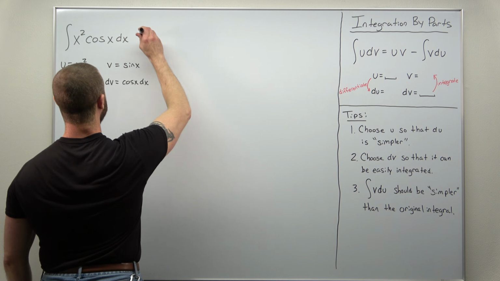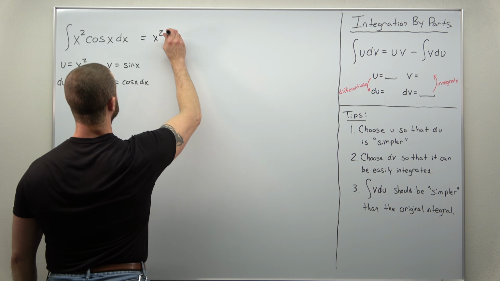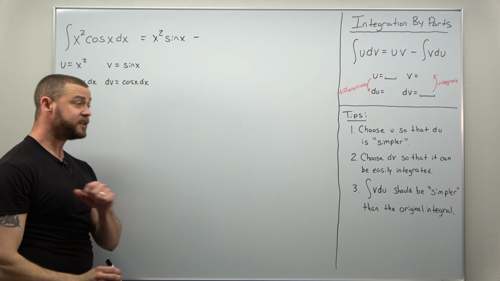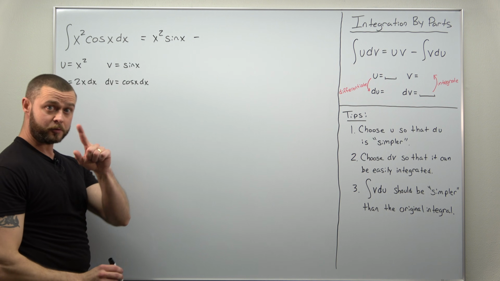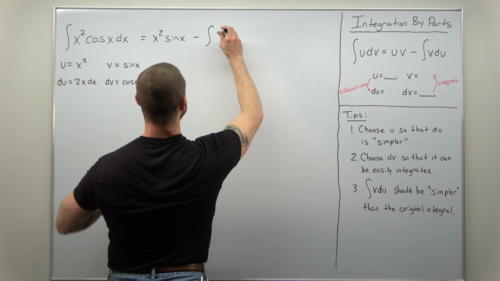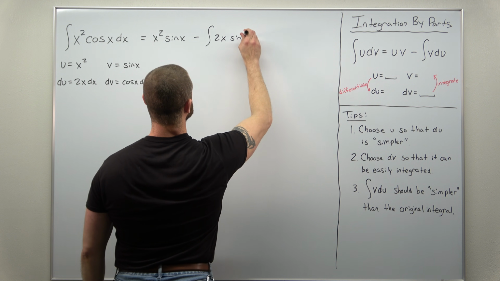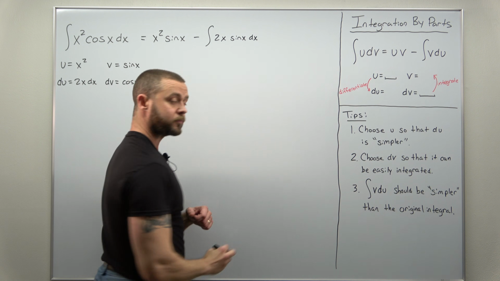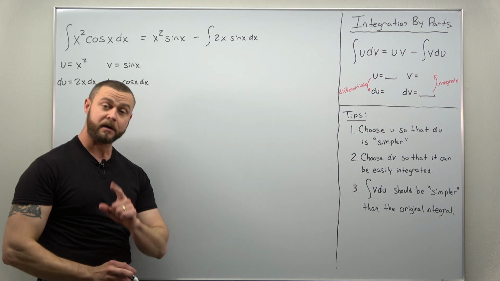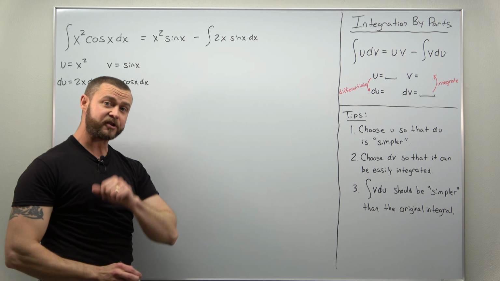So we get u times v, x squared times sine of x, and then minus the integral of v du. So minus the integral of 2x times sine of x dx. All right, and this is where a lot of mistakes are made. And they are almost always due to that minus or subtraction sign.